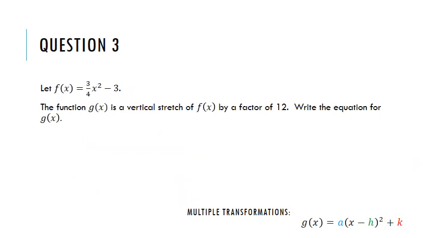All right, so question number 3. Let f of x equal 3/4 x squared minus 3. It says that the function g of x is a vertical stretch of f of x by a factor of 12. Write the equation for g of x.